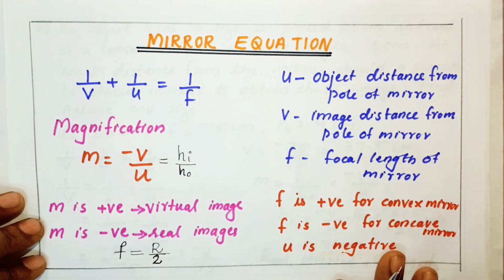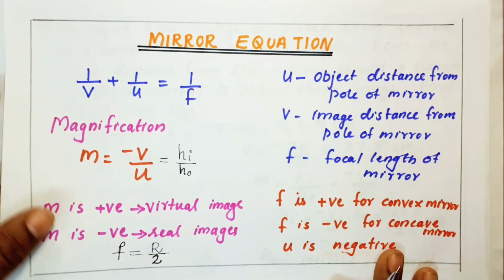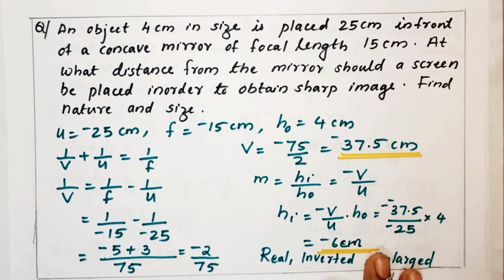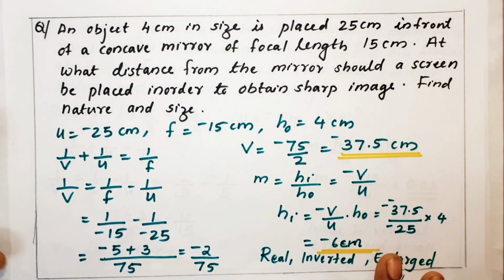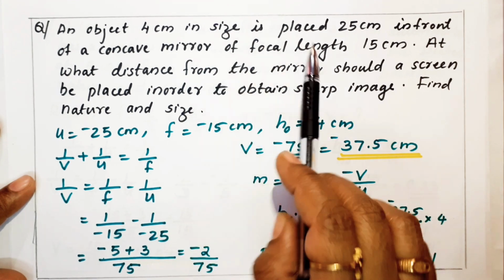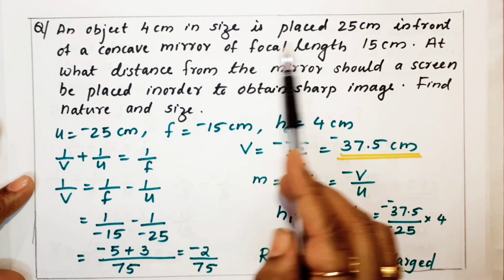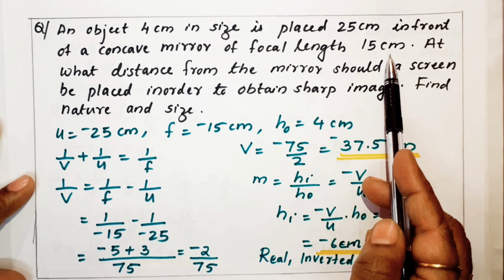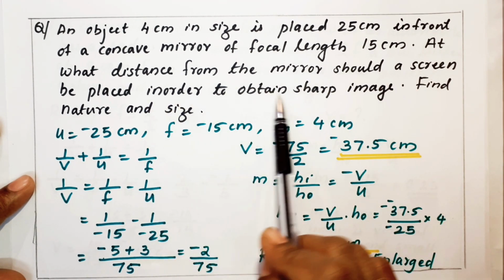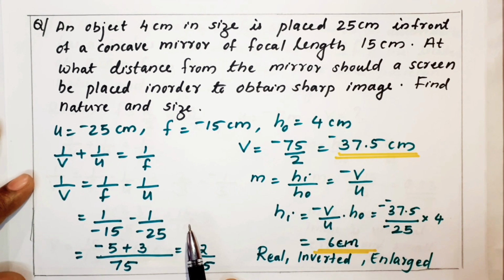I hope you understood all the terms. You understood about the magnification equation, HI by HO, and F equals R by 2. Then next I am going to solve a numerical. An object of 4 cm in size is placed 25 cm in front of a concave mirror of focal length 15 cm. At what distance from the mirror should a screen be placed in order to obtain a sharp image? Find the nature and size.